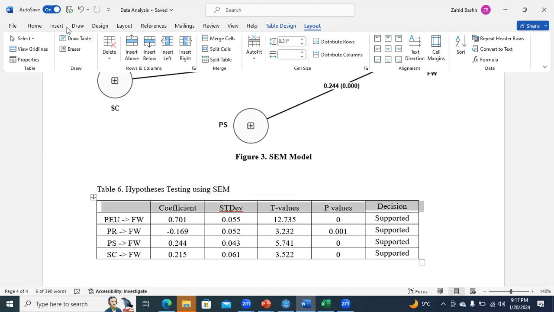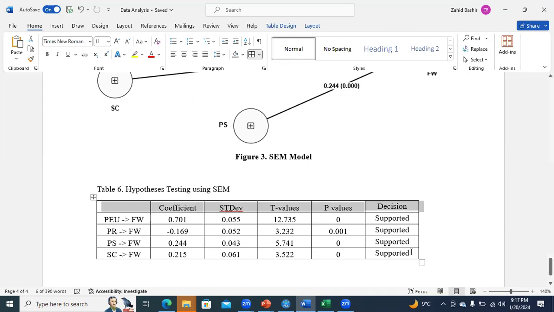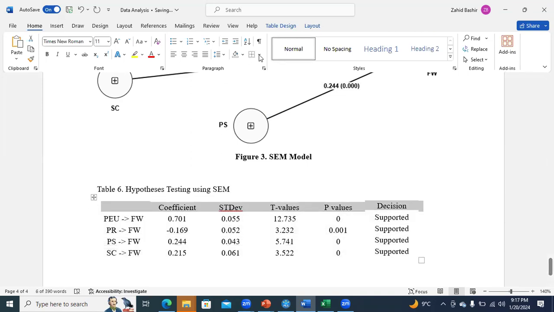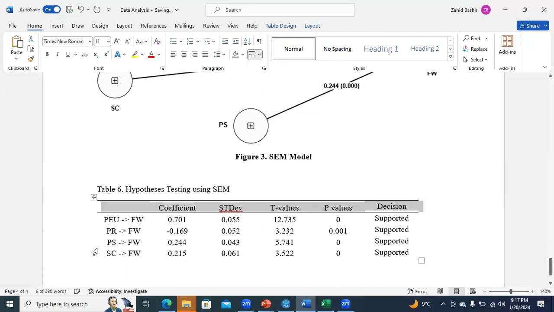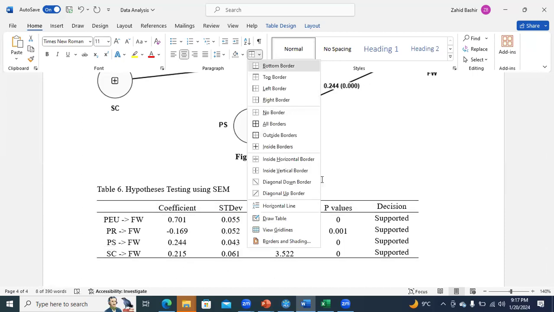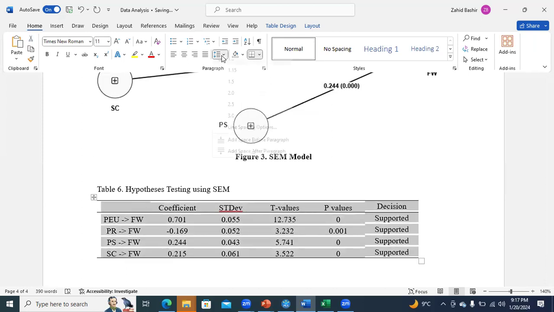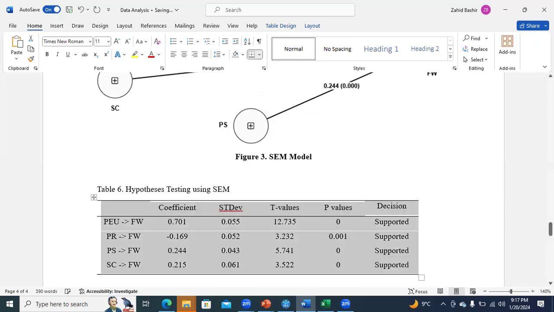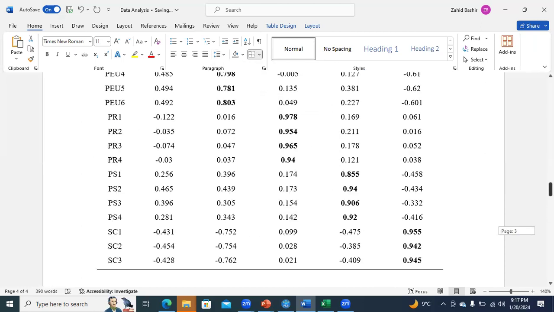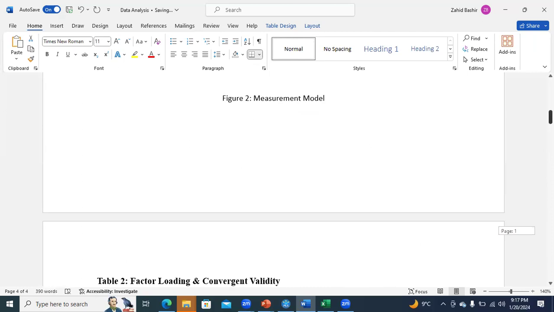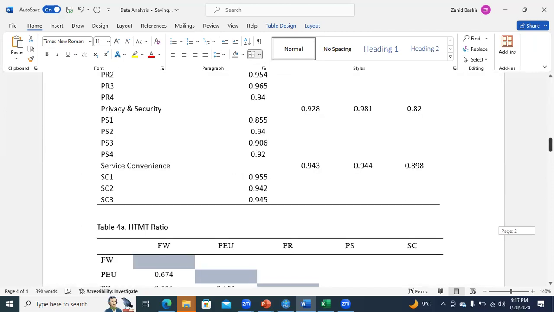So in the same way, you can go to the home button, simply go from here, no borders, select from here bottom border, top border, and the same way bottom border, and you can adjust an APA style table like this. So this is how you can try a simple model and interpret the tables.